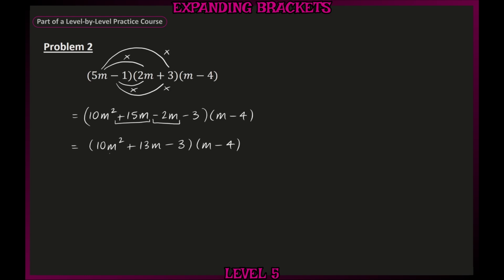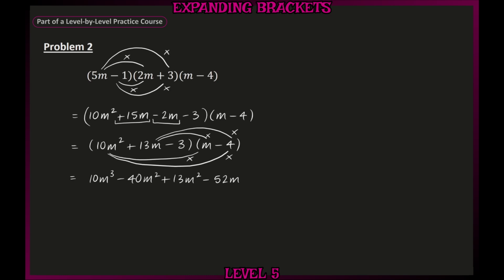So starting with the 10m squared, we have 10m squared multiplied by m, and that's 10m cubed. And we can use our laws of indices to help here if we'd like. Next, we have 10m squared multiplied by minus 4. That's minus 40m squared. Moving on to the 13m, we have 13m multiplied by m, which is plus 13m squared. We also have 13m multiplied by minus 4, which is minus 52m.